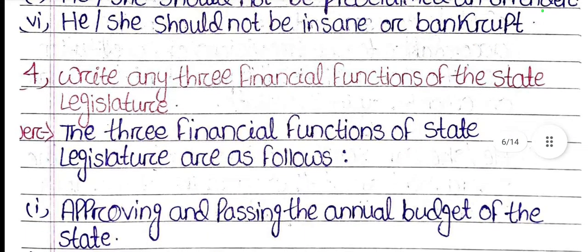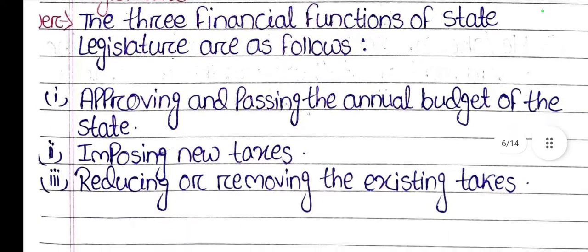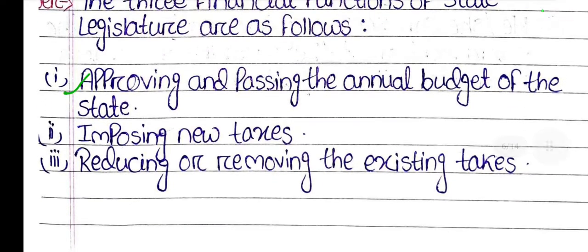Okay. Then the next question is question number 4. Write 3 financial functions of the state legislature. The 3 financial functions of the state legislature are as follows. First is approving and passing the annual budget of the state, imposing new taxes, and reducing or removing existing taxes.